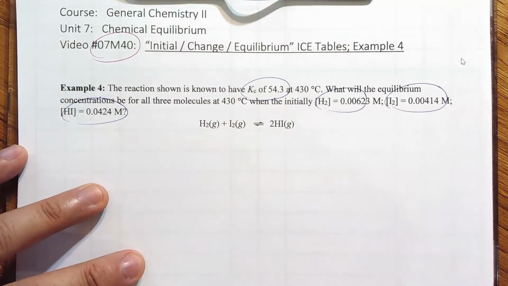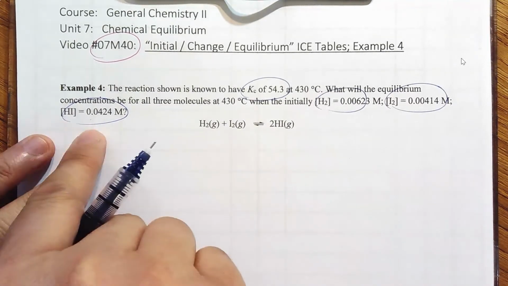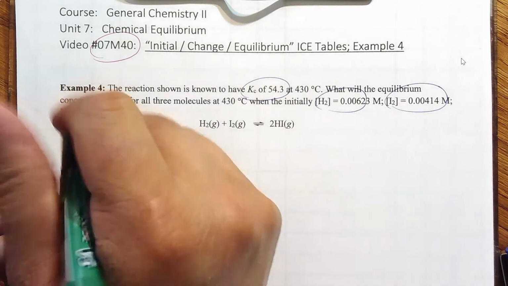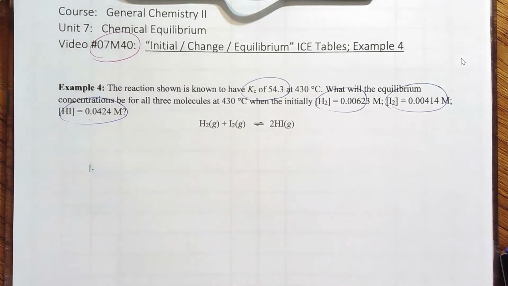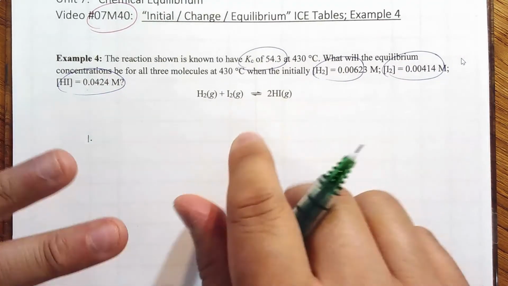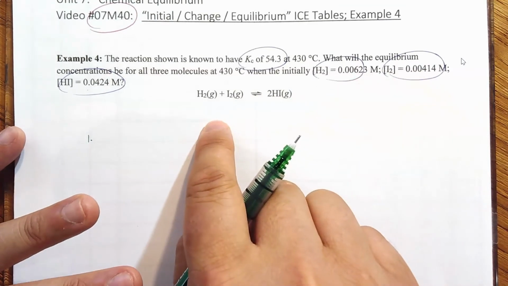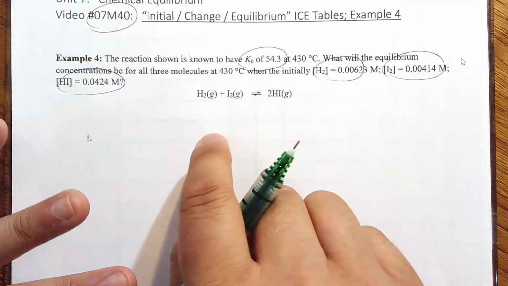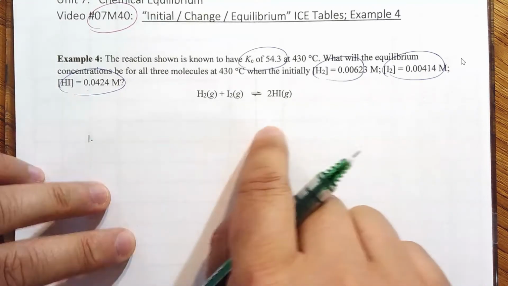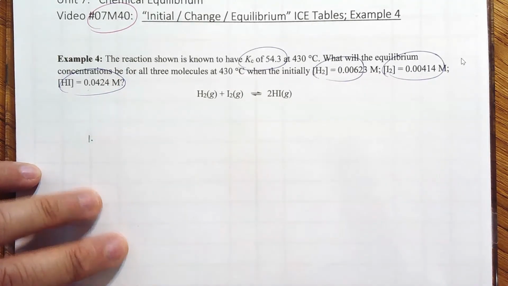This is different. We're not starting with zero product. We do have product already initially in the round bottom flask. Therefore, our first step is going to be really important because now it's not apparent which way the reaction is going. Is it going to make more product than what it already has, or is it going to make more reactants than what it already has? We got to figure out Q.